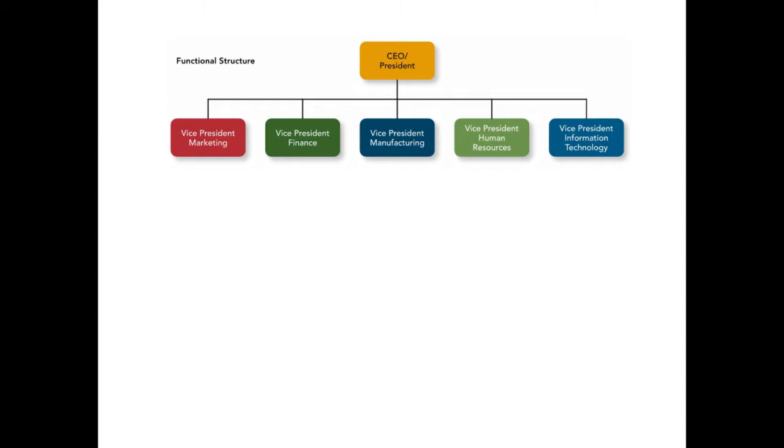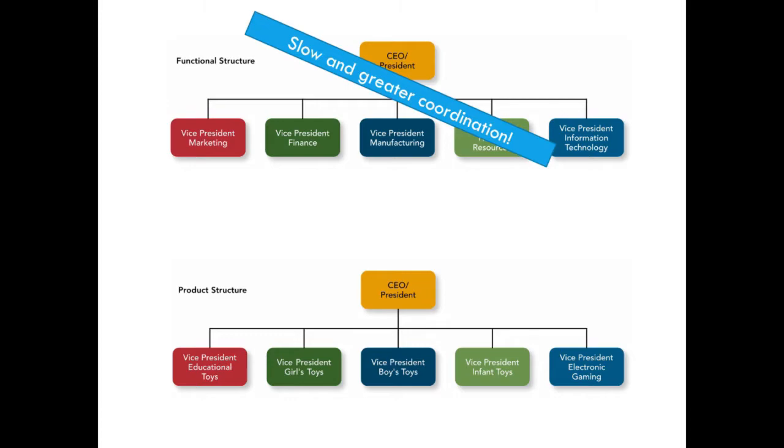A weakness, though, is that because it tends to emphasize departmental units rather than the organization as a whole, decision-making that involves more than one unit might be slow and it requires greater coordination. On the other hand, departmentalization by product organizes jobs around the products of the firm.